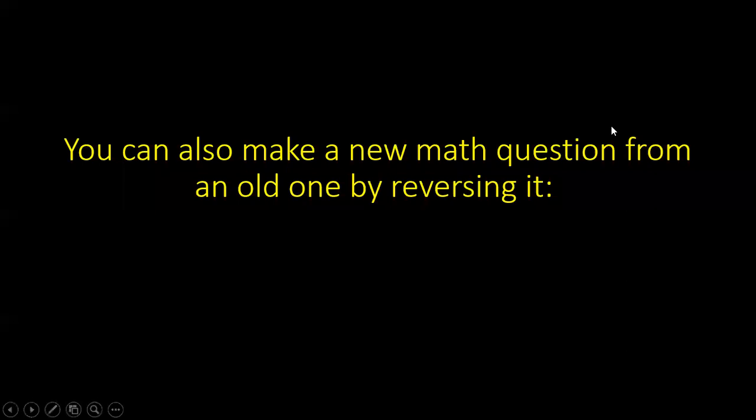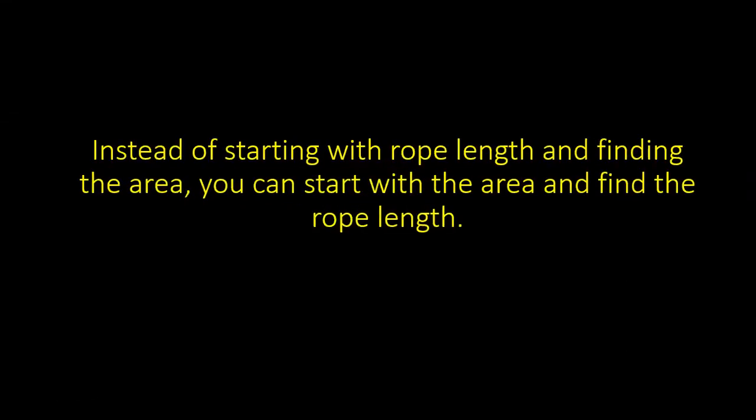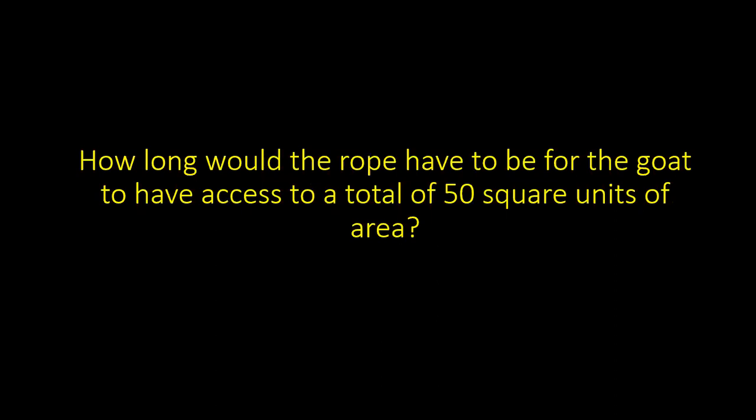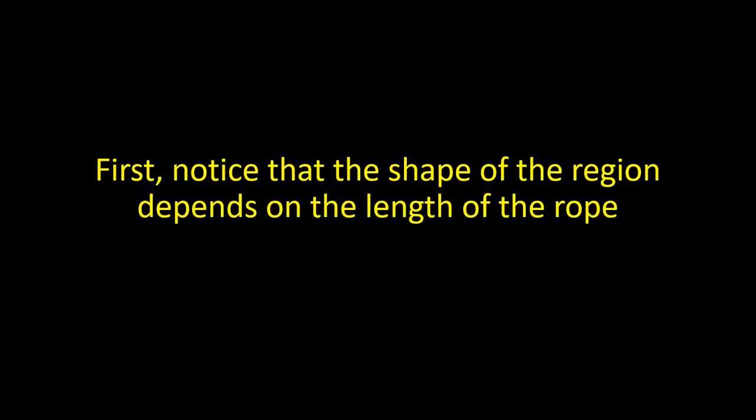You can also make a new math question from the old one by reversing it. Instead of starting with the rope length and finding the area, you can start with the area and find the rope length. How long would the rope have to be for the goat to have access to a total of 50 square units of area? First, notice that the shape of the region depends on the length of the rope.